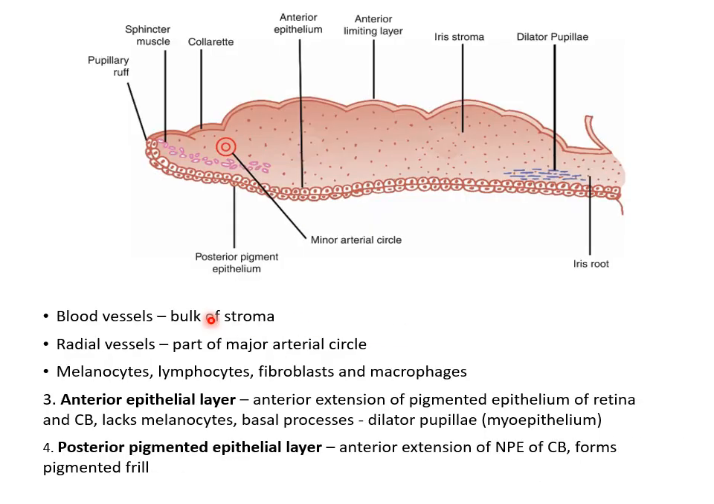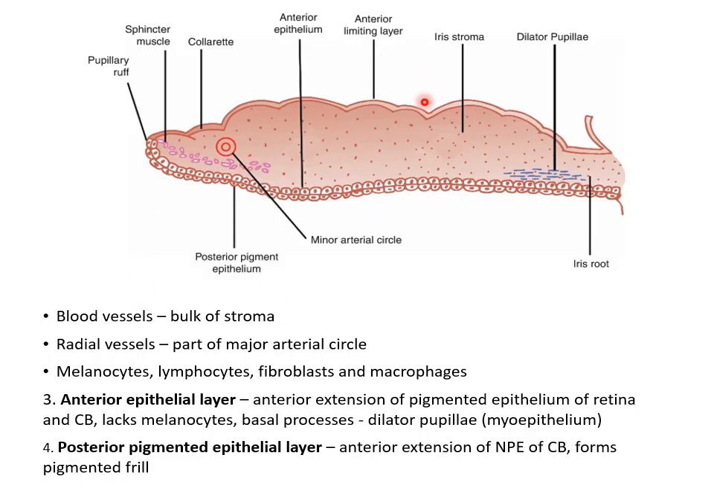Then two muscles done. Blood vessels. Blood vessels also form the bulk of the stroma. So they form two circles, major and minor circle. Major arterial circle is somewhere over here at the iris root, from which blood vessels travel radially and form another circle around the pupil, which is known as the minor arterial circle. Then other cells are melanocytes, lymphocytes, fibroblasts, and macrophages, which are dispersed in the stroma.